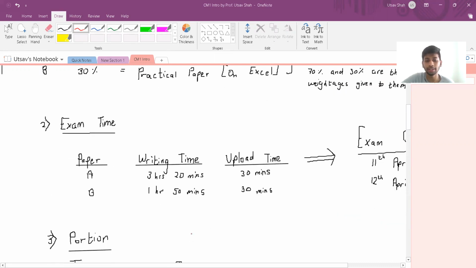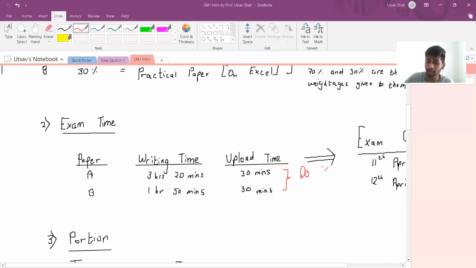Second, what are the exam timings, that is, what is the paper length? For paper A, the length is 3 hours and 20 minutes. You have 3 hours and 20 minutes to write the paper, and after that you will have 30 minutes of upload time. Similarly, for paper B, it is 1 hour 50 minutes plus 30 minutes. I'll cover how to write papers in the later videos, but I feel it's important to specify this now.